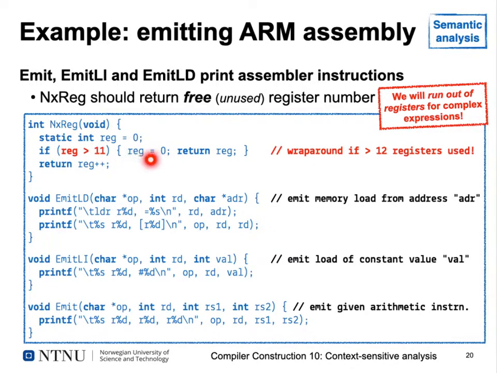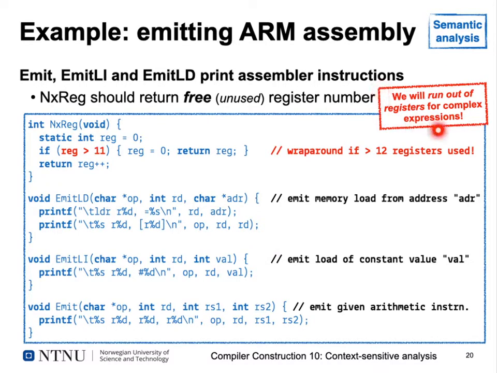Then we just set our value of register to 0 again and return this one here. So we do some sort of a wraparound if more than 12 registers are used. Of course, that's not what we should do. Register allocation in a real-world compiler is much more complex than this, and it's actually one of the really complex problems where people did lots of research about how to do efficient register allocation. So in this case, it's very simplistic.